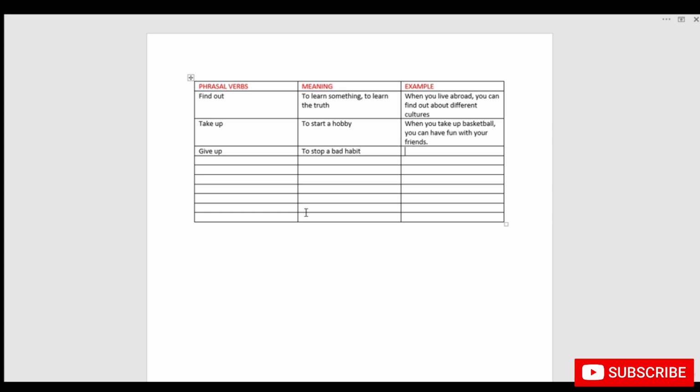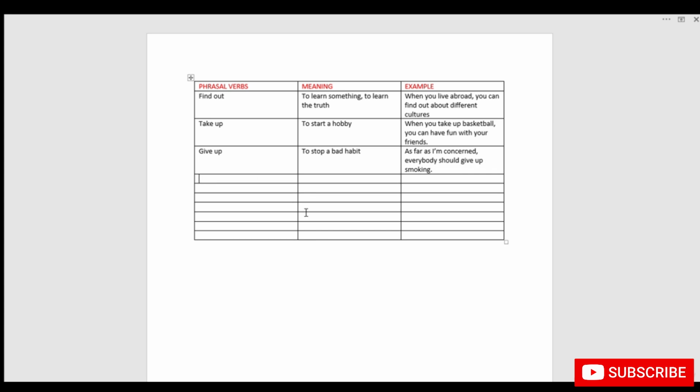And let's imagine we are writing an opinion essay about the dangers of smoking, and in the conclusion part we can say, as far as I'm concerned, everybody should give up smoking. So they should stop smoking, in other words.